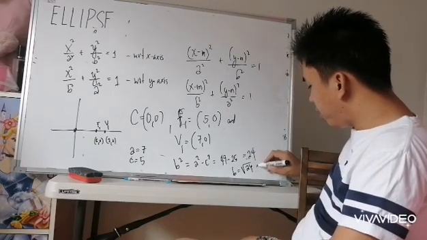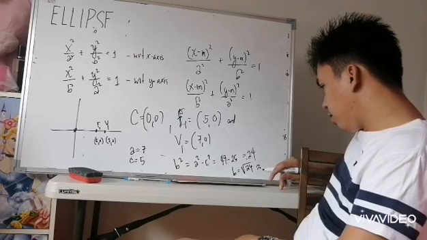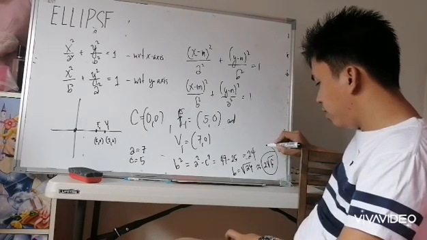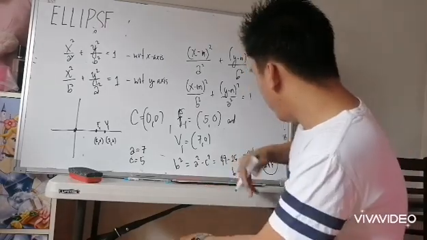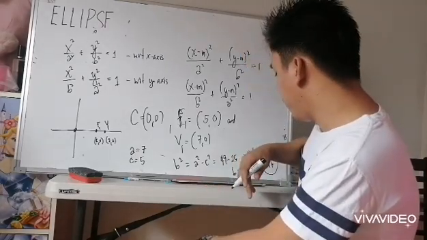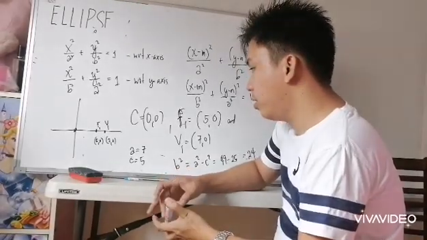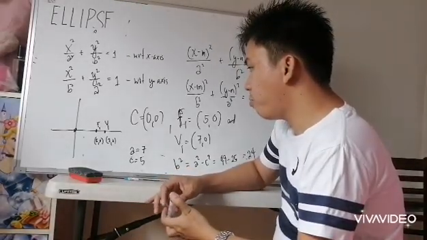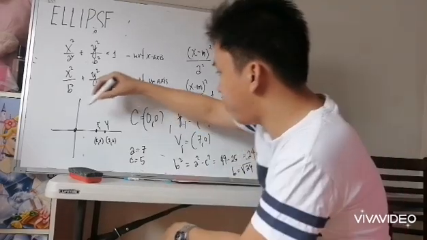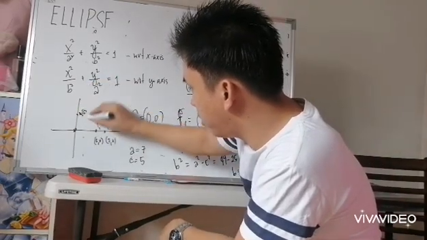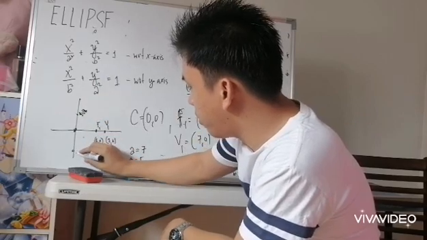Or simplified, that's 2 square root of 6. So that's your b. Which means, let's assume this is 2 square root of 6 here. I'm sorry, this is 2 square root of 6.